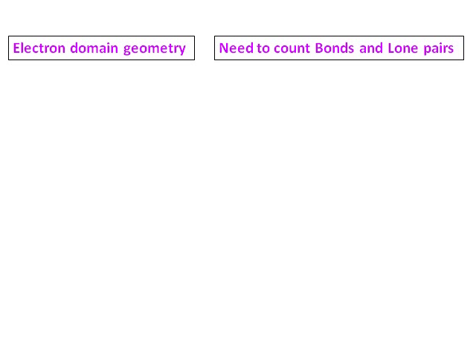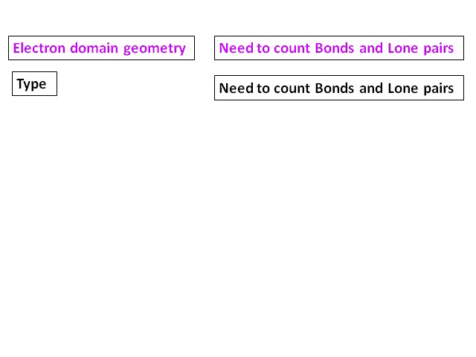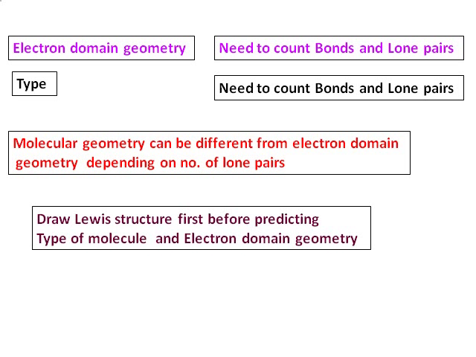So let's just sum up what we have learned so far in one page. You learned electron domain geometry. In order to predict the electron domain geometry, you need to count the bonds and the lone pairs. And then the type of the molecule, to predict the type of the molecule also, you need to count the bonds and lone pairs. Then, if you want to predict the molecular geometry, it can be different from the electron domain geometry because the molecular geometry depends on the number of lone pairs. And draw Lewis structures first before predicting the type of molecule and electron domain geometry.